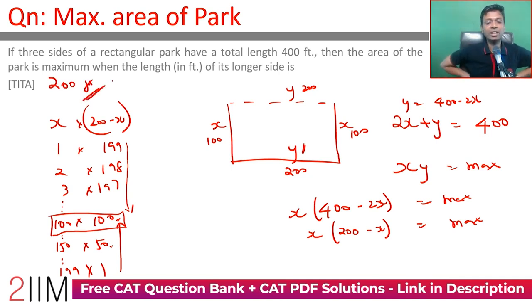If three sides add up to 400, then 2x plus y equals 400. We can maximize x into y when x is equal to 100, y equal to 200.